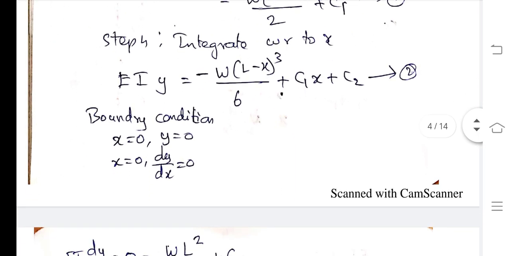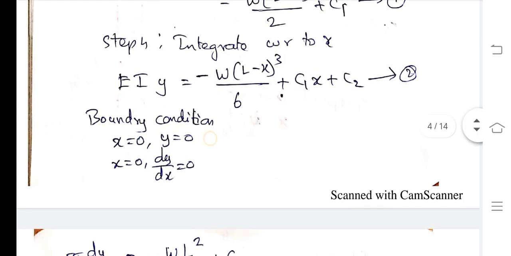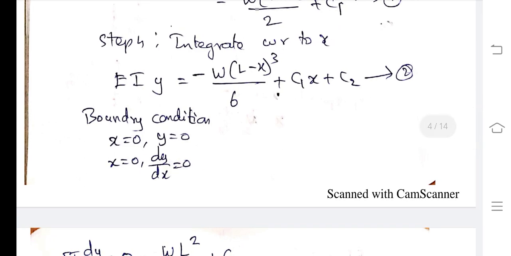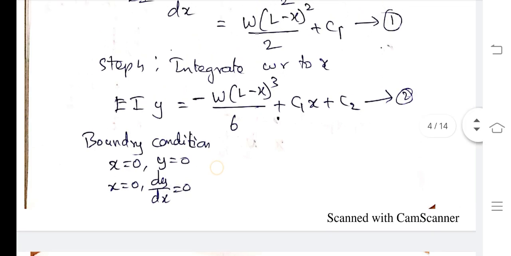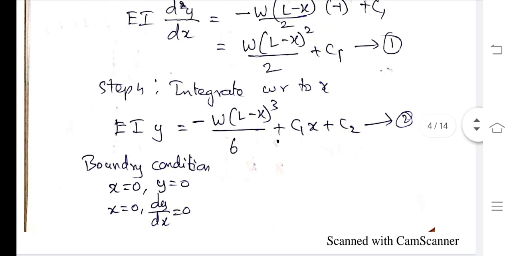Then the boundary conditions. It is a cantilever beam, so x is equal to 0, y equal to 0, and x is equal to 0, dy by dx is equal to 0. Now substitute these conditions in equation 1 and equation 2.